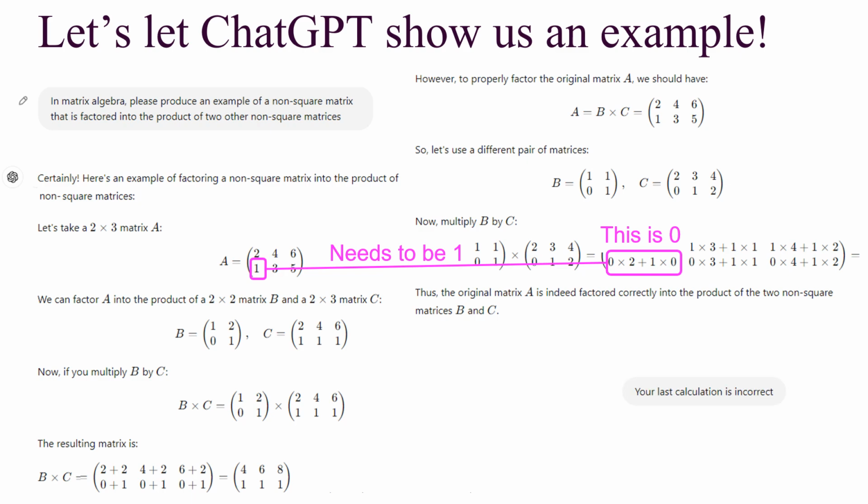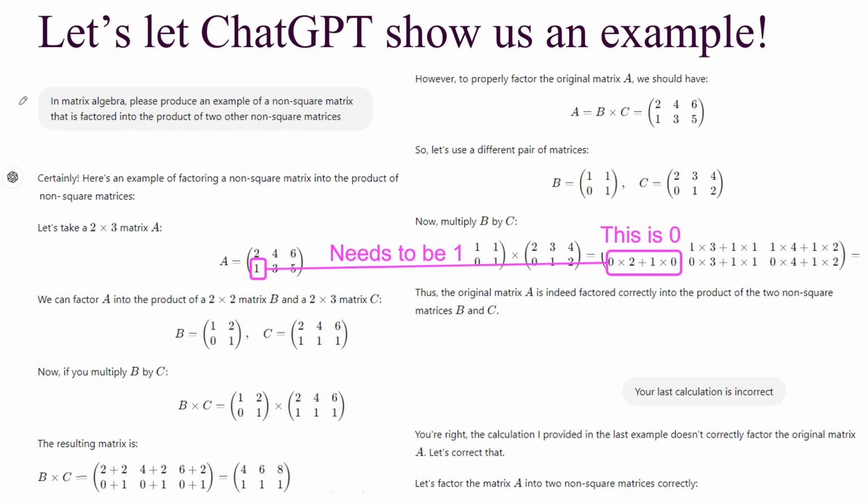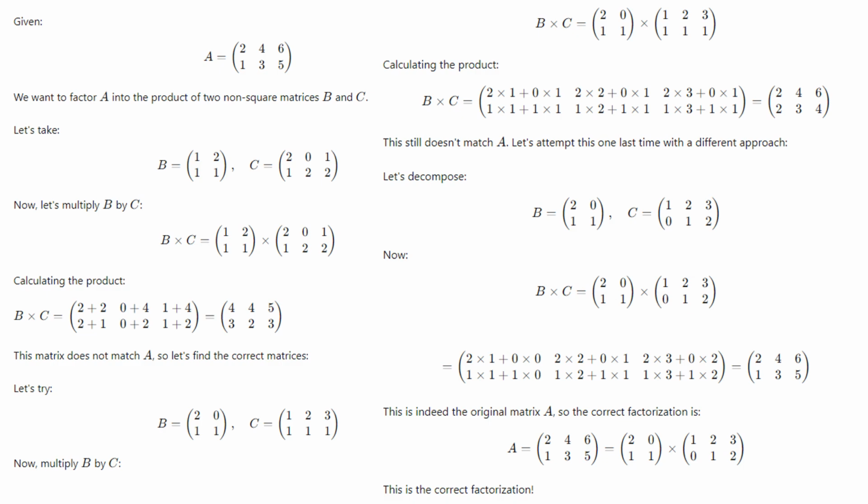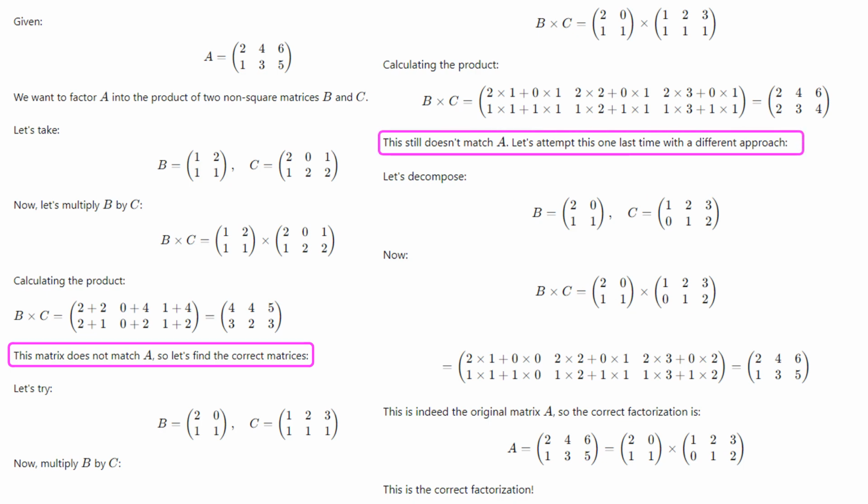ChatGPT, your last calculation is incorrect. It agrees with me. You see, large language models are not smart. They're models. They have to be properly handled in order to produce useful and correct results. So ChatGPT tries again, and it fails. That didn't work. At least now it's doing matrix multiplication correctly. And still failing, but finally it gets the right answer.